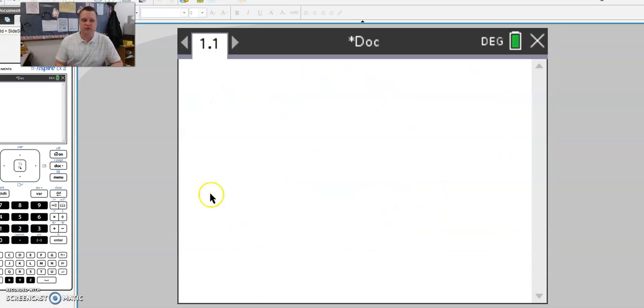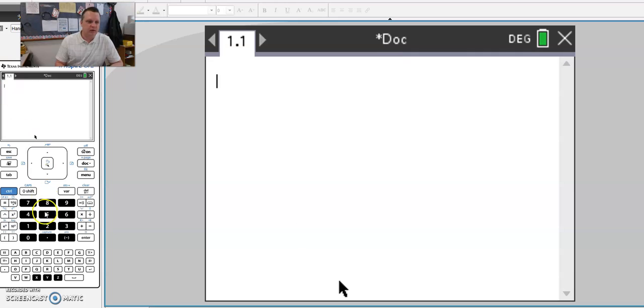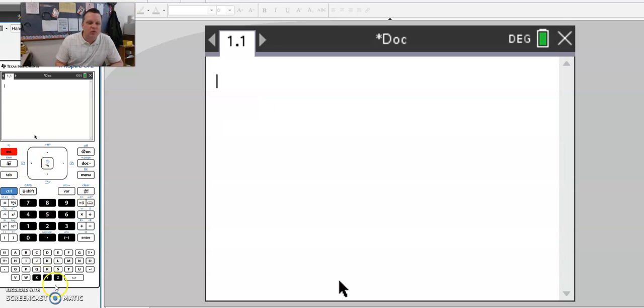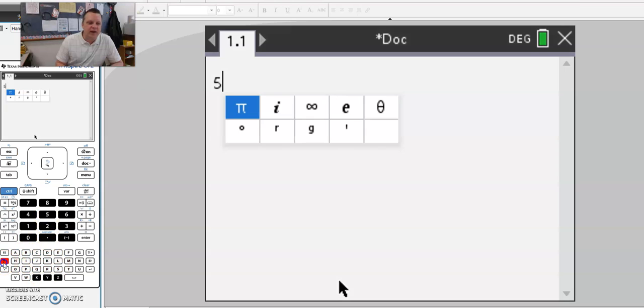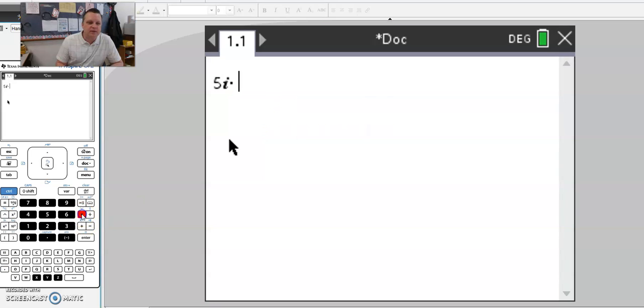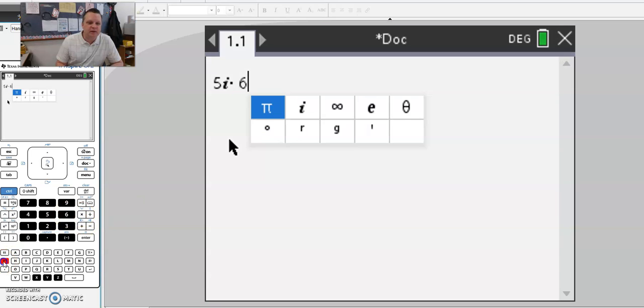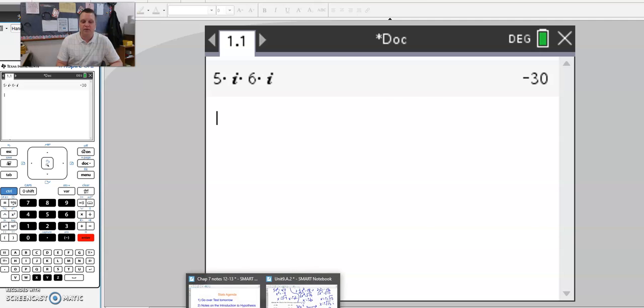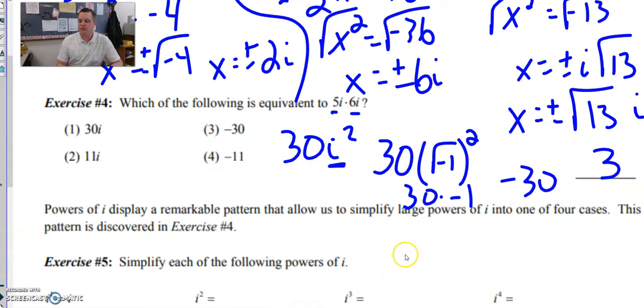If you put this in your calculator, I got to move this over so you can make sure you can see it. The i button is underneath the pi. See it right there? Make sure that you don't use the i in here with the letters. So we have 5i times 6i, enter, negative 30. So you can use your calculator to help you out, or even to solve for you.